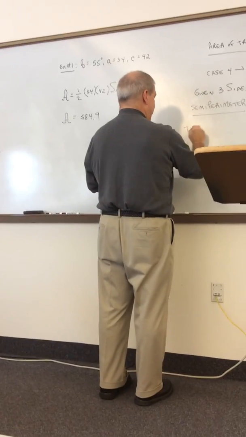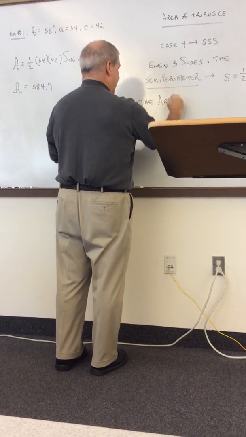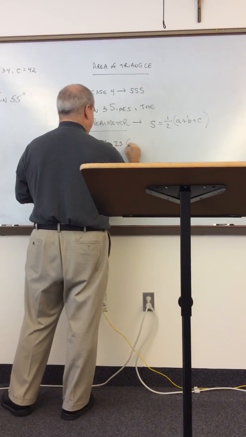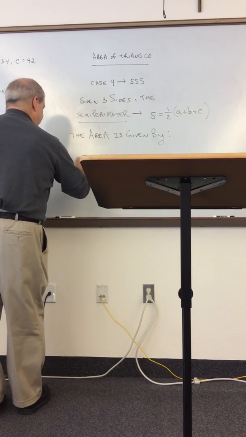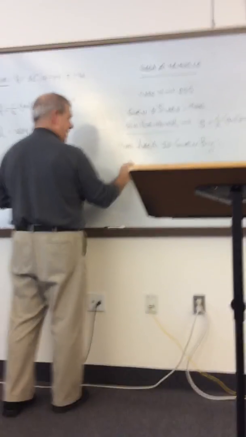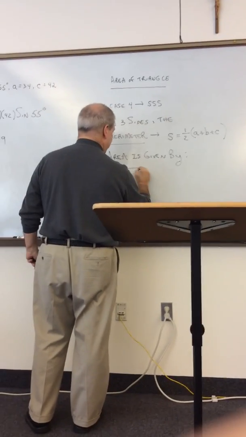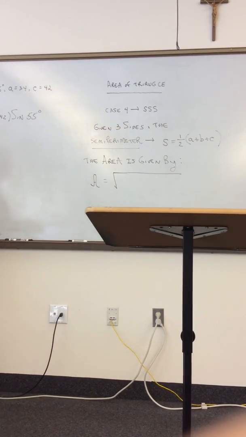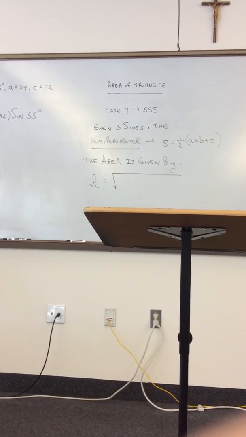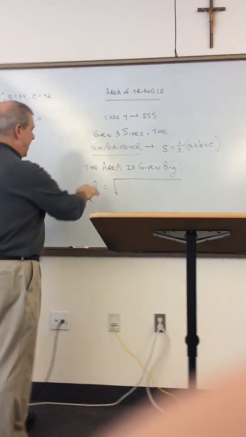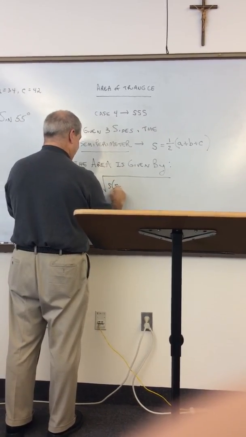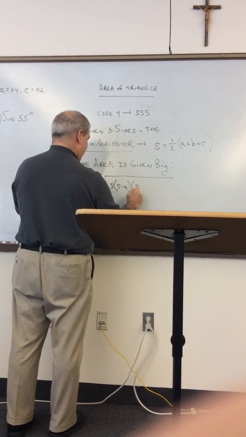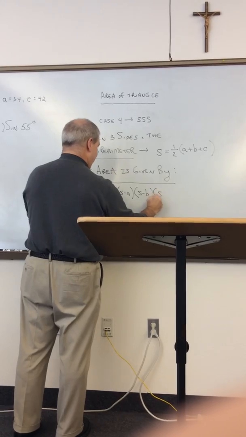The area is given by, okay, now this is going to be just a tad more involved. Fancy A, script A equals big square root. Guys, again, I could derive all this for you. I'm not going to do that. I'm just giving you the formulas. The area of a triangle, given 3 sides, case 4, is the square root of S times the quantity of S minus A, times the quantity of S minus B, times the quantity of S minus C.